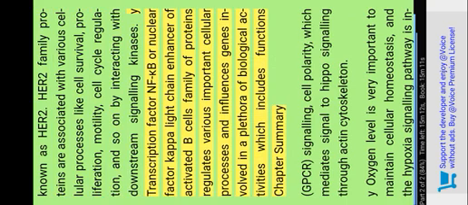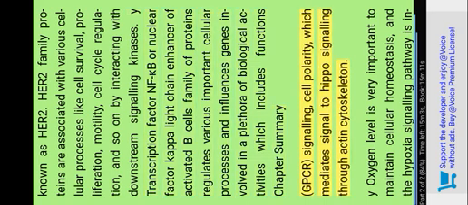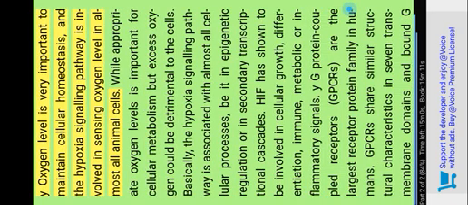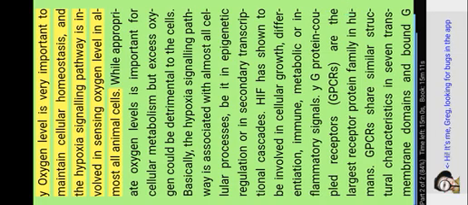The transcription factor NF-kB, or nuclear factor kappa light chain enhancer of activated B cells family of proteins, regulates various important cellular processes and influences genes involved in a plethora of biological activities which includes functions chapter summary. GPCR signaling, cell polarity, which mediates signal through the actin cytoskeleton. Oxygen level is very important to maintain cellular homeostasis, and the hypoxia signaling pathway is involved in sensing oxygen level in almost all animal cells.